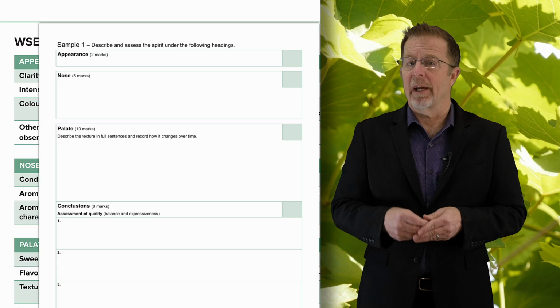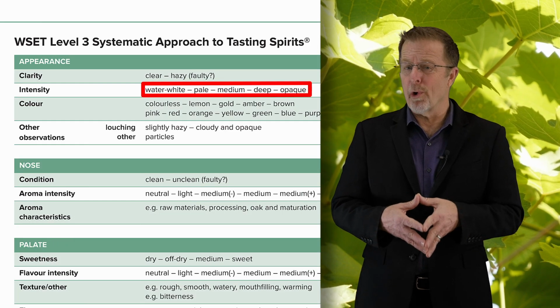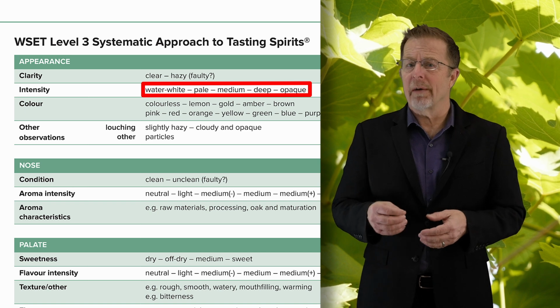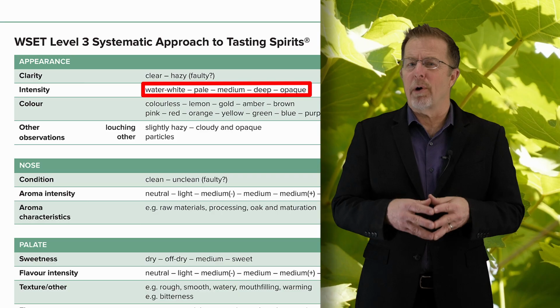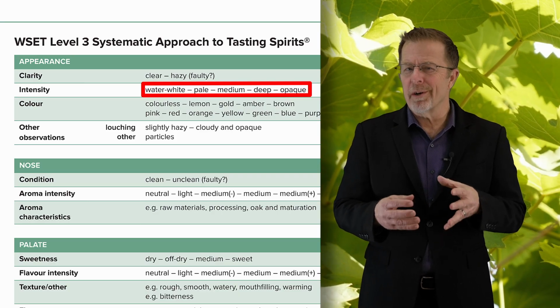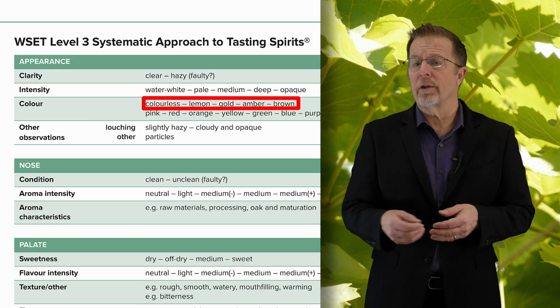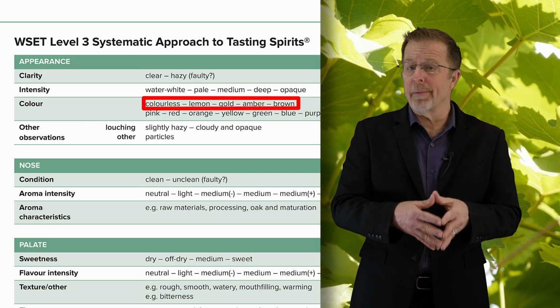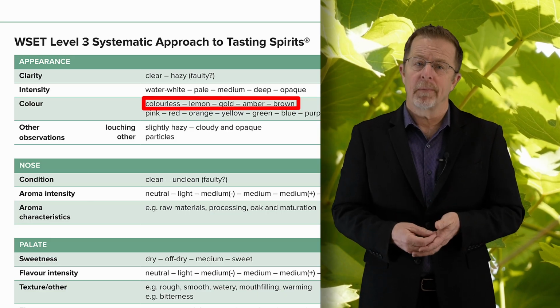For intensity, the scale is water white, pale, medium, deep, or opaque. Each term covers a specific portion of the spectrum. Medium covers a broad middle ground, so do not reserve deep only for the darkest spirit you have ever seen. For color, just select the most appropriate hue from the list, such as colorless, lemon, gold, amber, or brown.